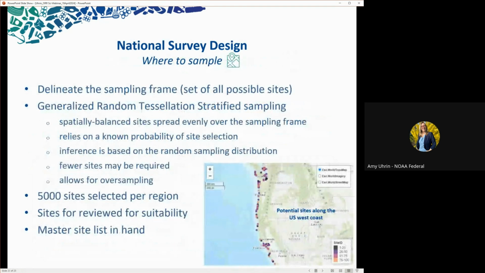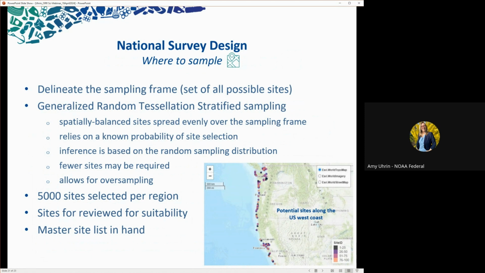So we got the revisit design. That was great. So the next thing we had to do is figure out, okay, well, where do we sample? We know how many sites and the temporal revisit of all these sites, but where are we going to go do this? So not surprisingly, this involved another really in-depth process. The first thing we had to do was figure out what is going to be the sampling frame, or basically what's the set of all possible sites that could be sampled.